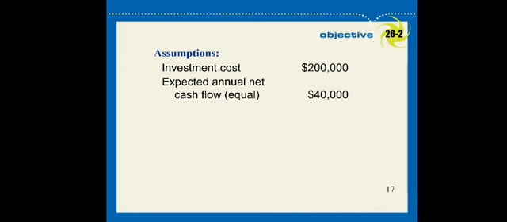Okay, let's see here. This is a sample scenario. At one time you are a manager, and this is a process of purchasing a fixed asset. The investment cost or the purchase cost of the fixed asset is 200,000. Expected annual net cash flow equal to 40,000. Net cash flow, remember, means cash in minus cash out. So every year, if you purchase this fixed asset, the fixed asset can generate net cash flow of 40,000.